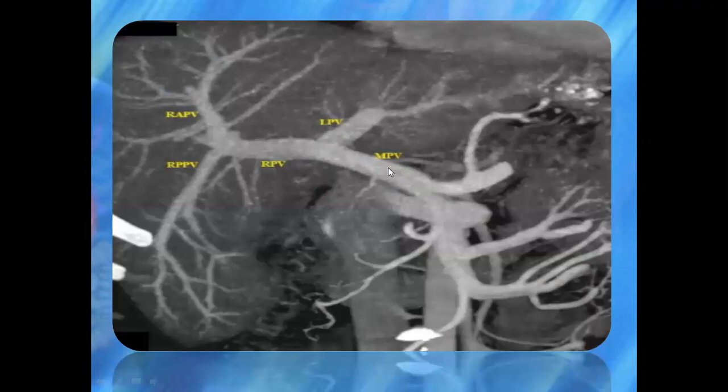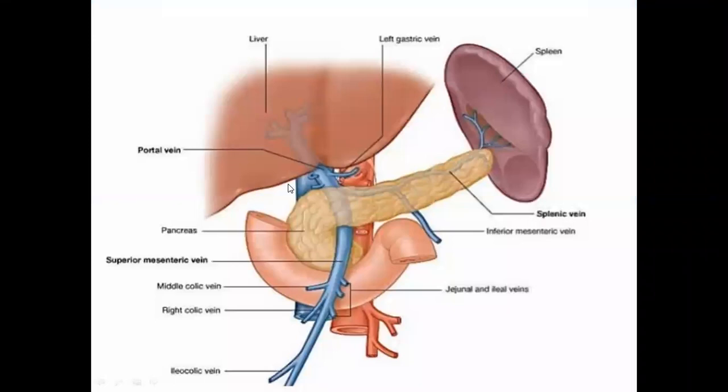This picture is showing the main portal vein and the left portal vein, and on the right side it divides into the right anterior superior, right anterior inferior, and right posterior portal veins. This picture also shows the portal vein formed by the union of the splenic vein and the superior mesenteric vein, and it enters through the porta hepatis.